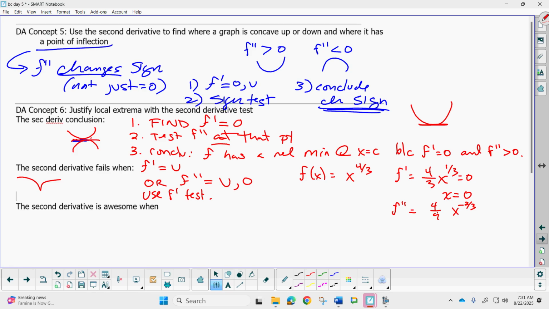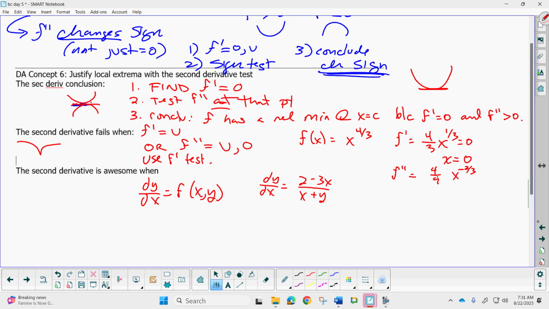Now the second derivative test is awesome, and in fact has to be used when you're dealing with those non-function cases where the derivative depends on both x and y. If you've got a derivative like 2 minus 3x over x plus y, you don't do some whack two-dimensional sign test. That's not a thing, okay? You can't test around the critical numbers. You want to test at them, and that means the second derivative test, all right? So keep that in mind.